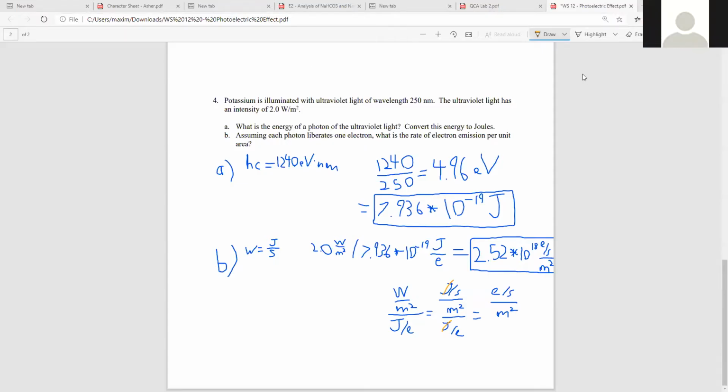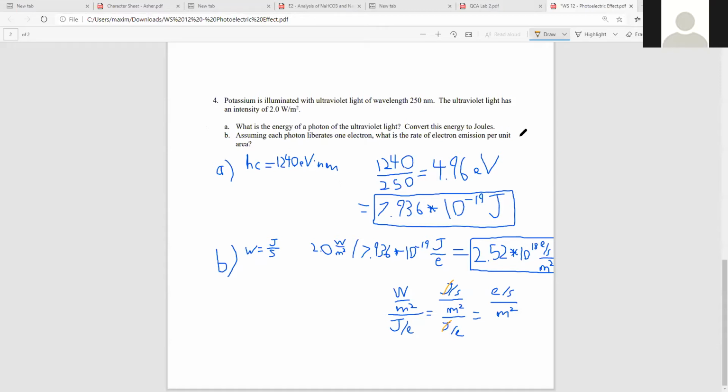So this is my screen. hc is 1240 divided by 250, 4.96, that's 7.936 times 10 to the negative 19th joules, which we need for this part. Just converted units, right? Okay. Yep.